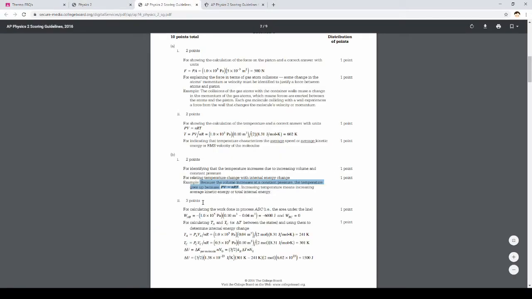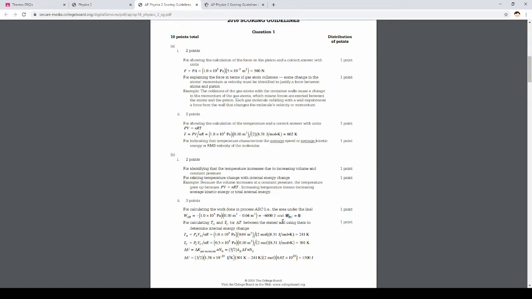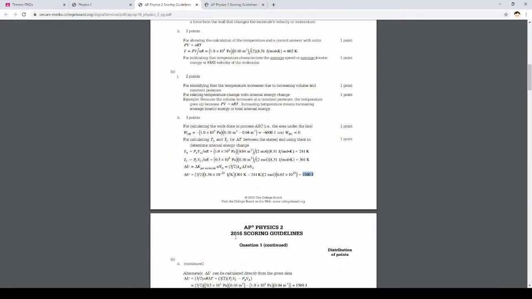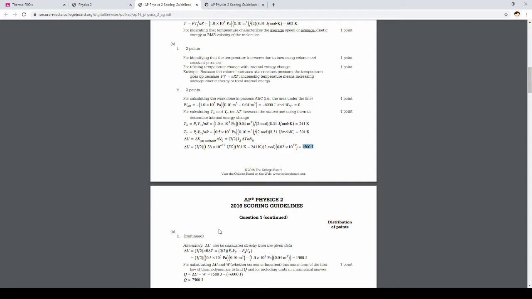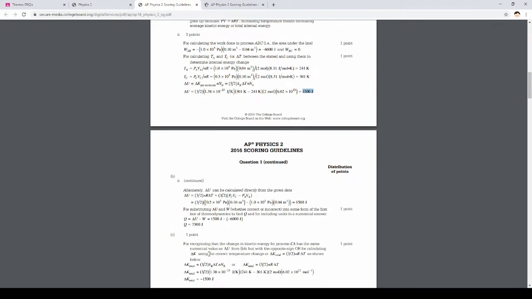So this first part is calculating the work done, and we get a value of negative 6,000 joules. Work for section BC is 0 because it is isochoric. And then we have to calculate TA and TC to find the difference in the temperature states. So going from A to C, what is the overall change in internal energy? That would give us our delta U of 1500 joules. So we know that delta U equals Q plus W, so 1500 equals Q plus our negative 6,000. So that means that Q must be positive 7,500.